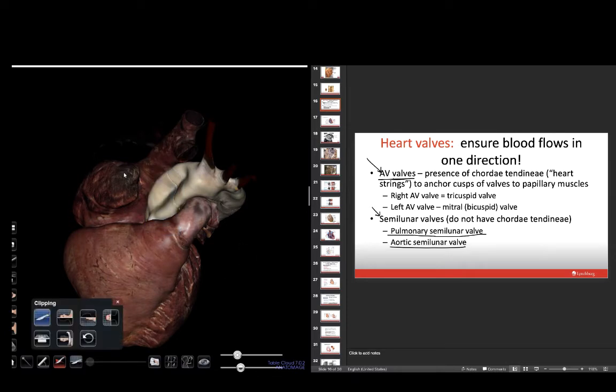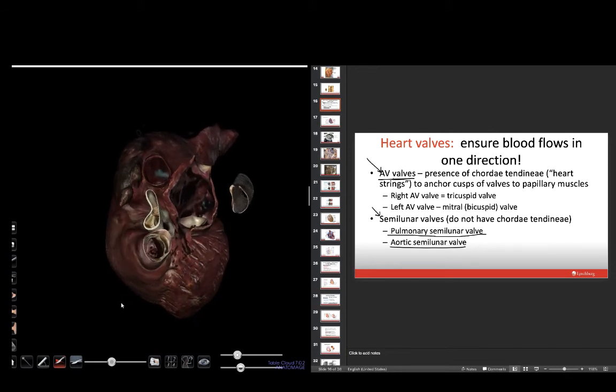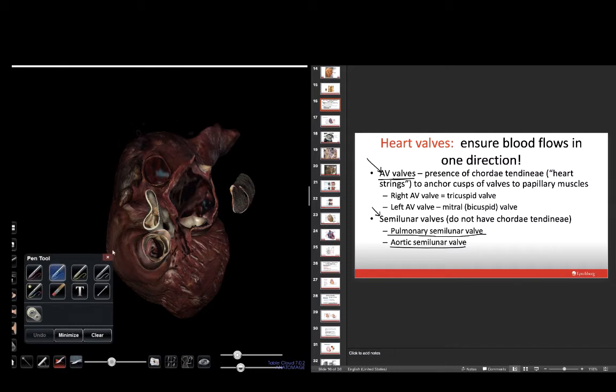I can use my clipping tool, and I can cut across the top part of the heart. We can turn it so that we can look down into these vessels. So what we see, and I'll circle these vessels, here's our pulmonary trunk. It's going to be circled in blue. And then this vessel right here is the aorta, looking at it from the top.